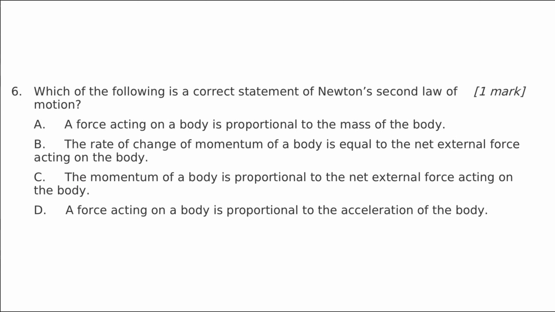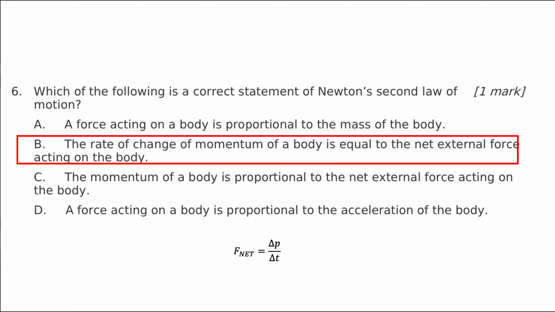Which following is a correct statement of Newton's second law of momentum? Well, we've just had it there: the rate of change of momentum is equal to the resultant force, or the net external force on our body. In other words, F net is equal to delta p over delta t, and so therefore this is B. We look at A, C, and D.